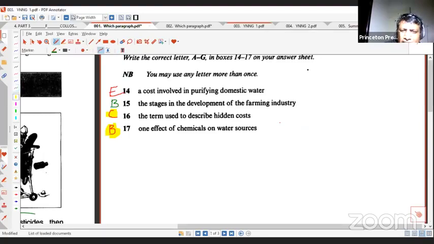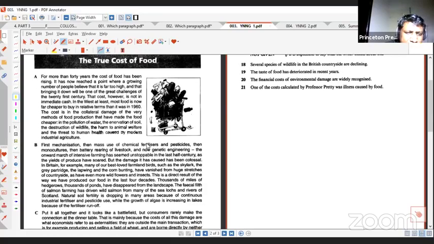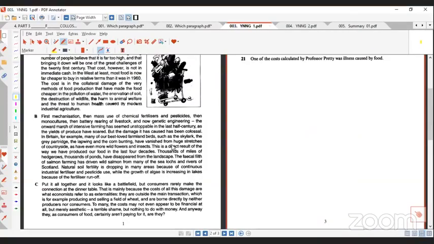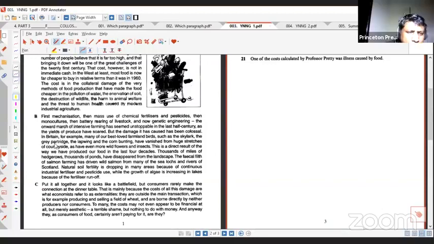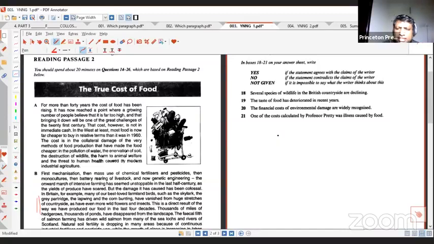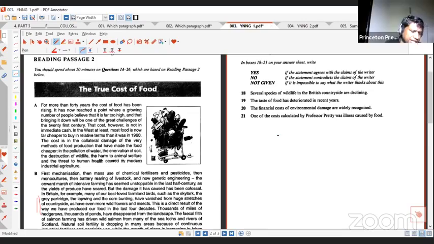Now let's move on to the not given one. Several species of wildlife are declining. So where did we find it? Do you remember? Several farmland species vanished, this one. I think we found it here. Is it true? Several species of wildlife in the country declined. Yes, true. That's 18. Where is that 18? You see here? While we were reading, we found it.